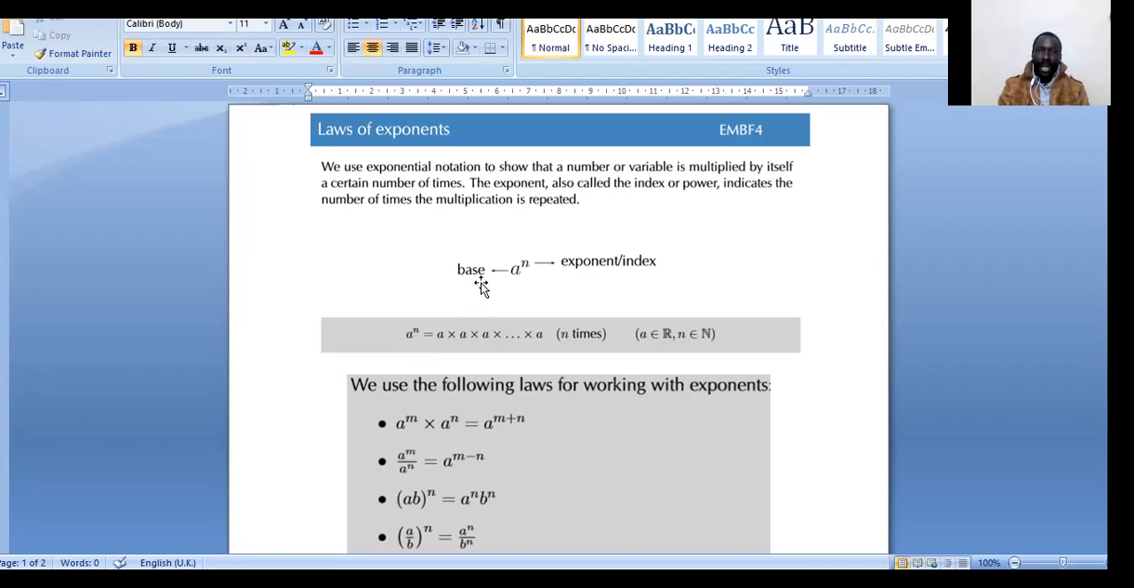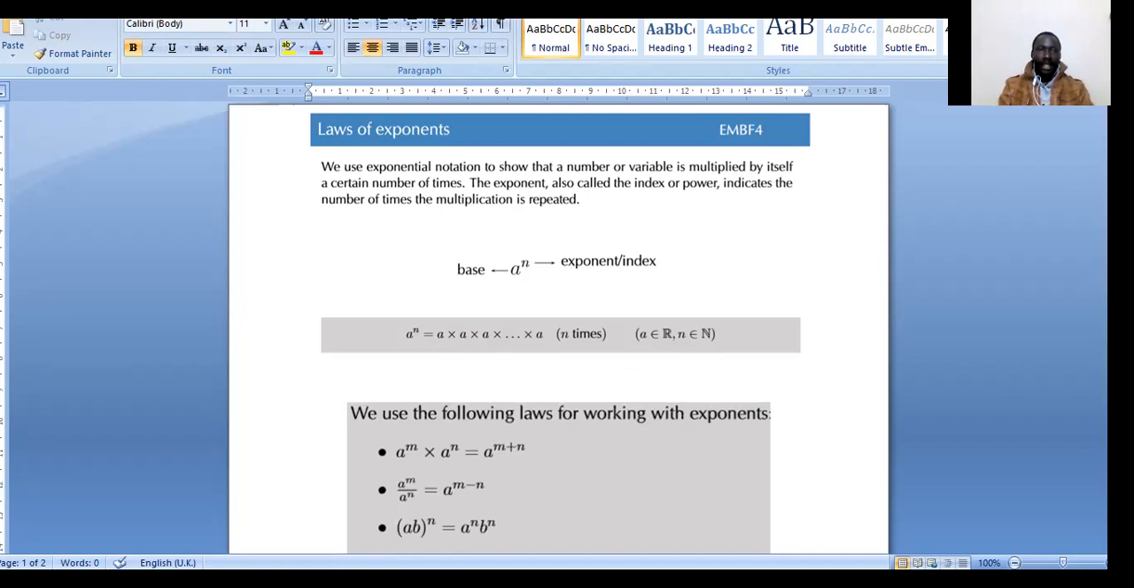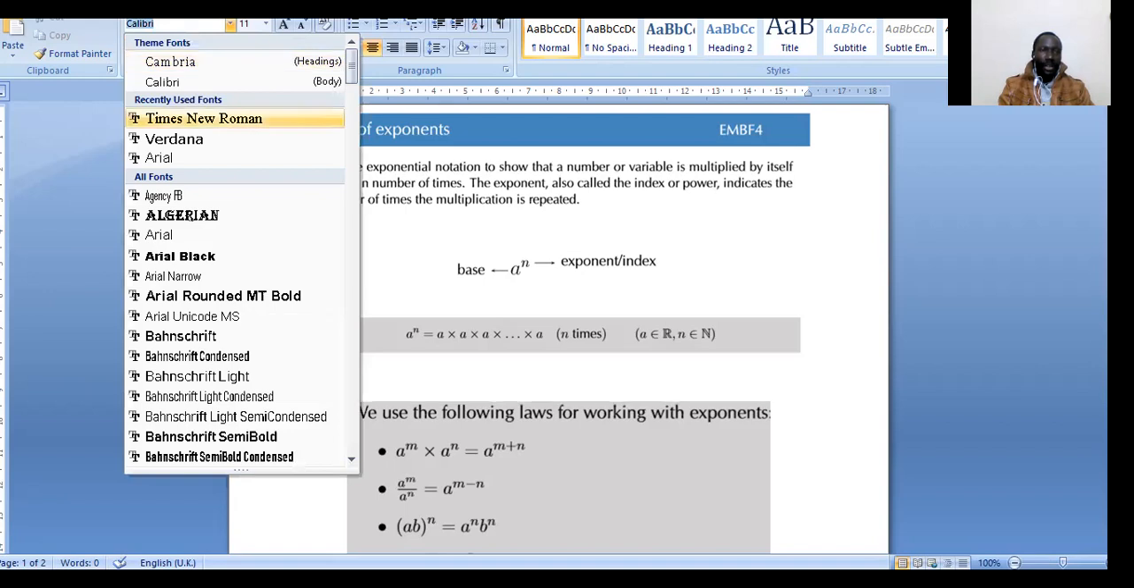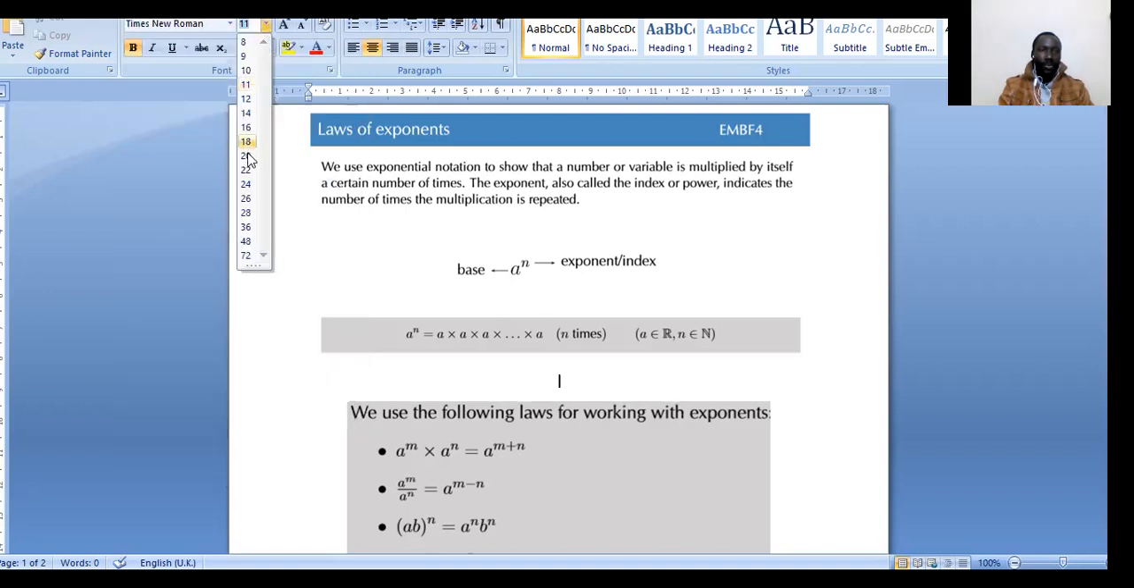Now, in this case, a is known as the base, n is known as the exponent, or what? The index. So again, exponent or power or index indicates the number of times a given number or a given variable multiplies itself. Now, if we write that in simple terms, let me just get the definition written here.